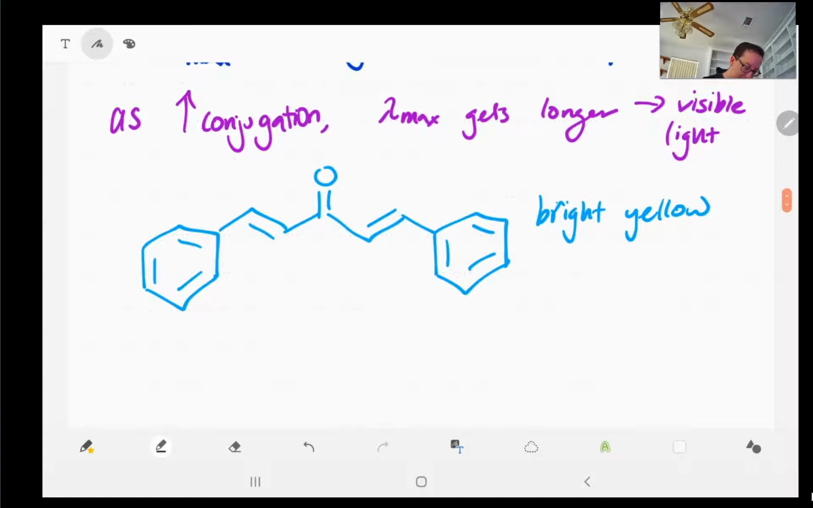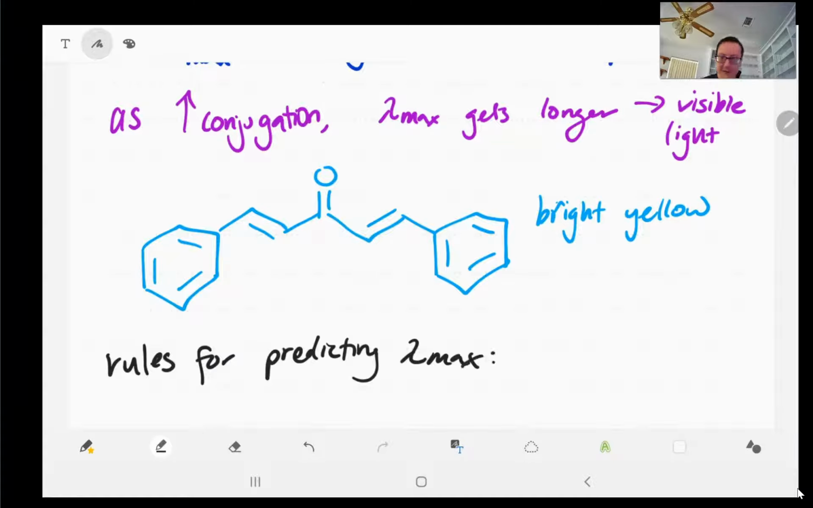Alrighty, but we're going to see we have rules for kind of predicting lambda max. And with these rules, we're going to have, I think, 5 of them. And these are called the Woodward-Fieser rules. I will put that here. You do not need to know that. Those are the scientists who came up with these things.